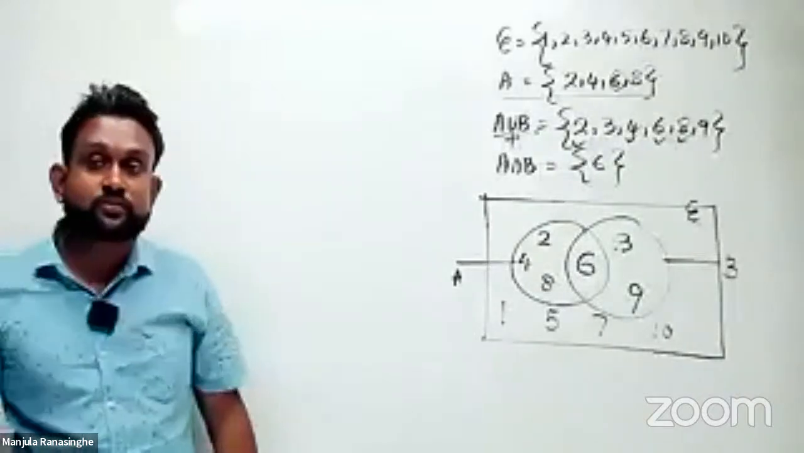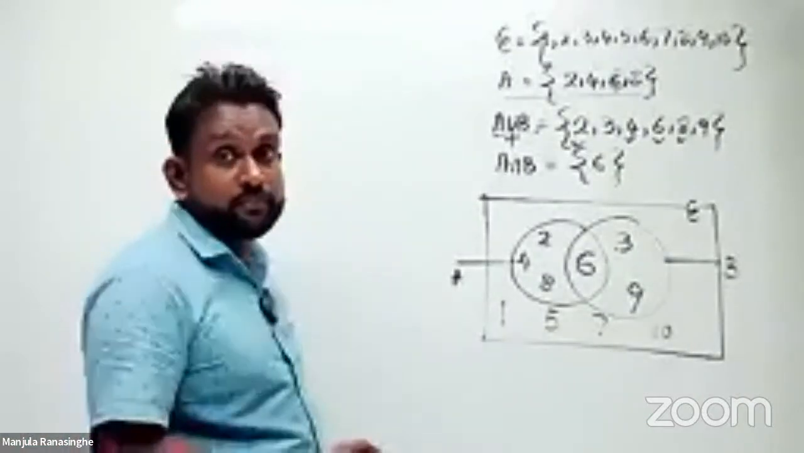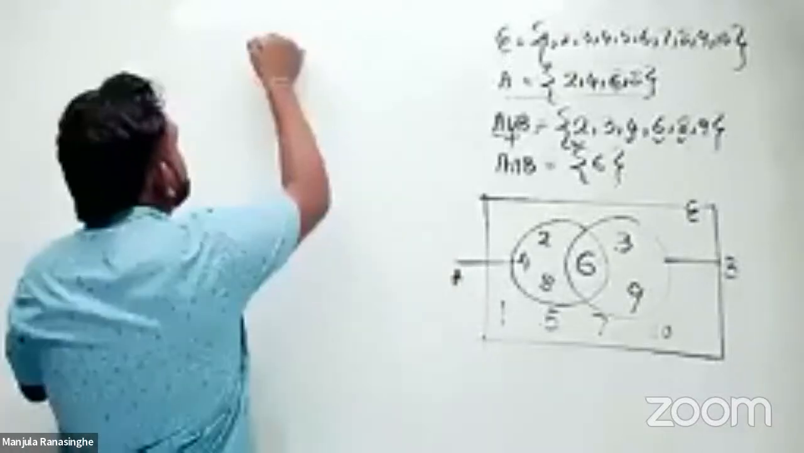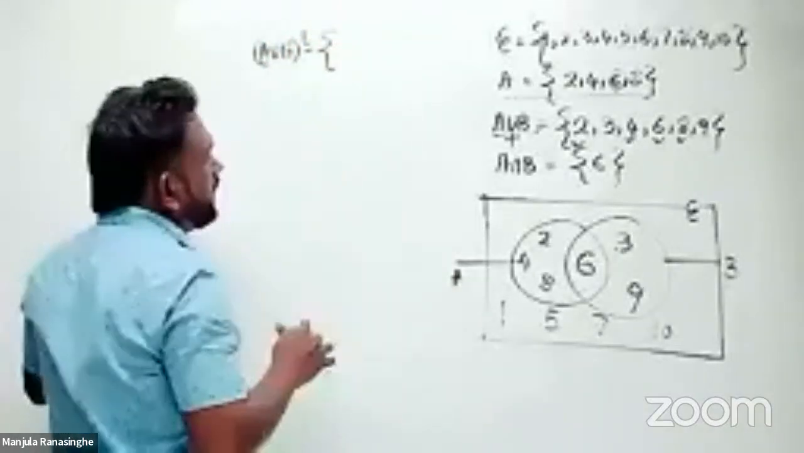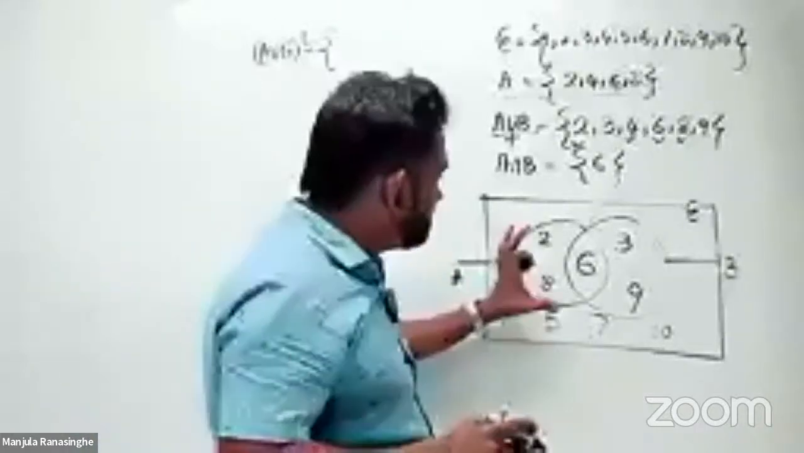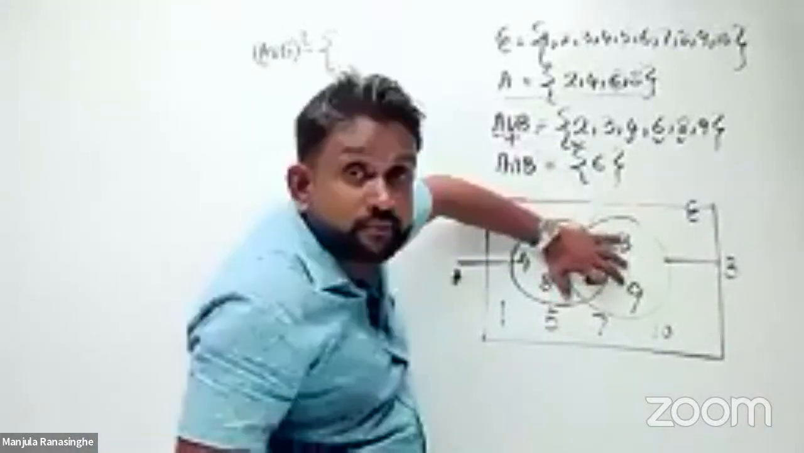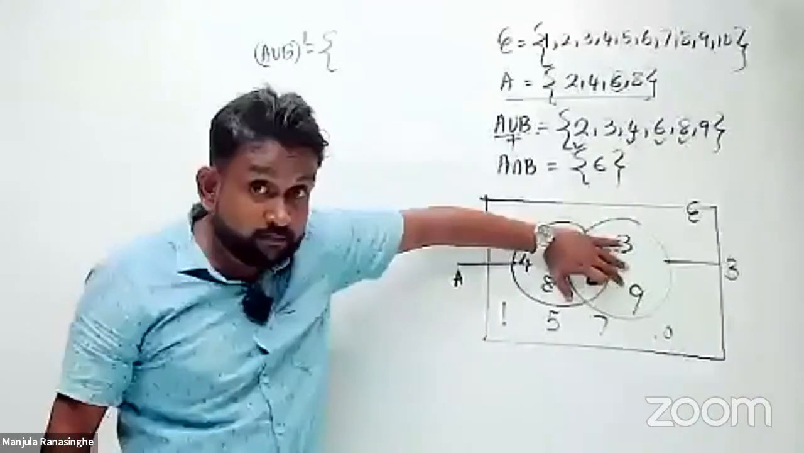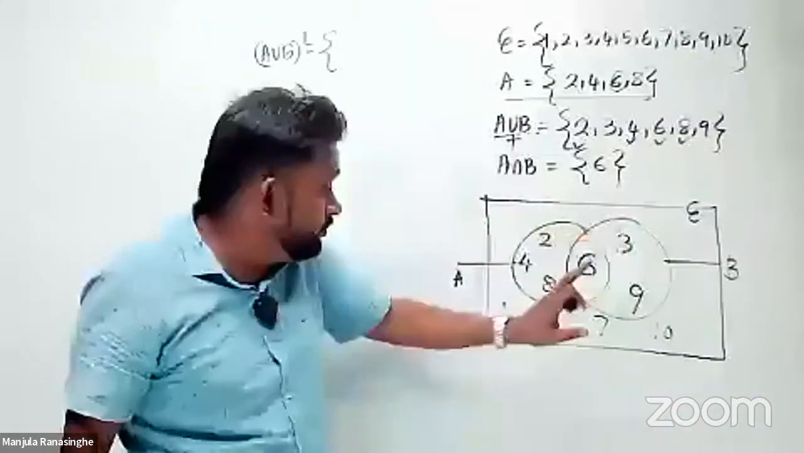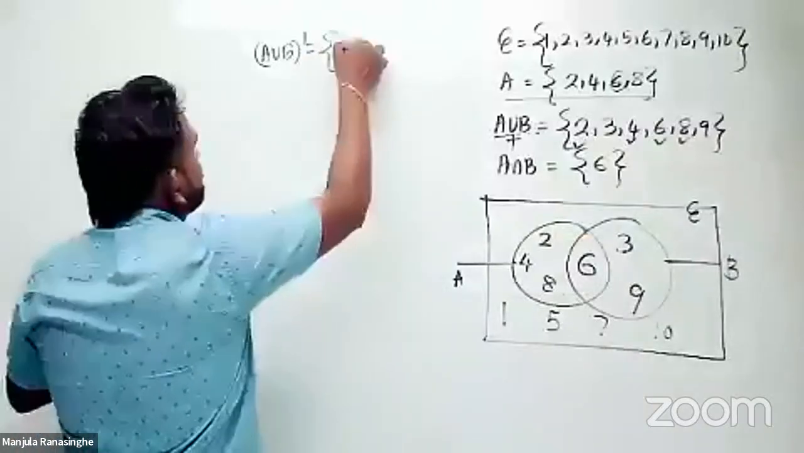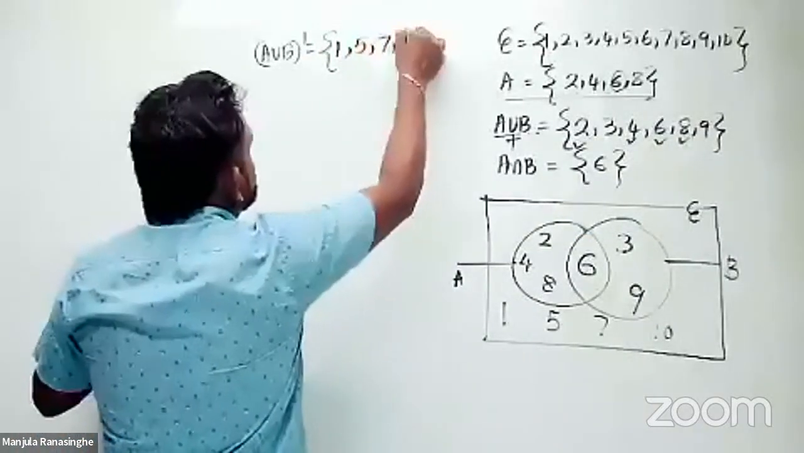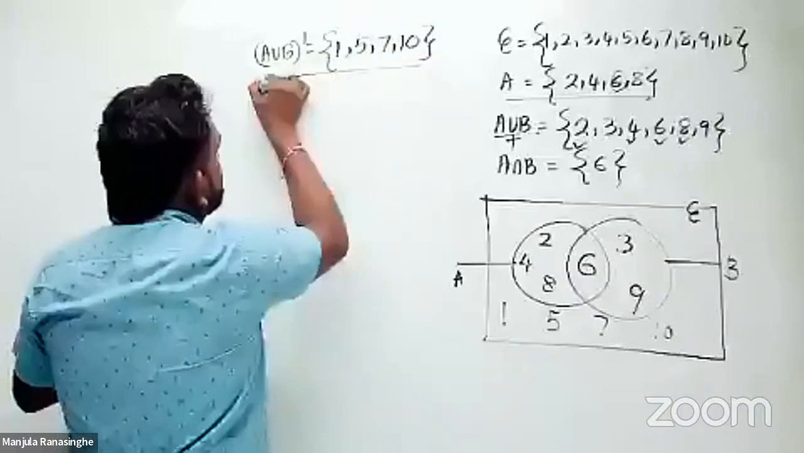Write the elements of the set A union B complement. Right. So you can see that A union B complement is what? A union B is the sum of these elements, but the complement means the outside of A union B. But what are they? 1, 5, 7, 10. So these are the complements.